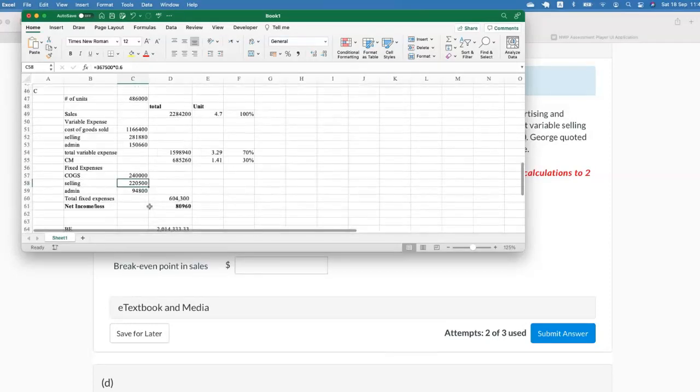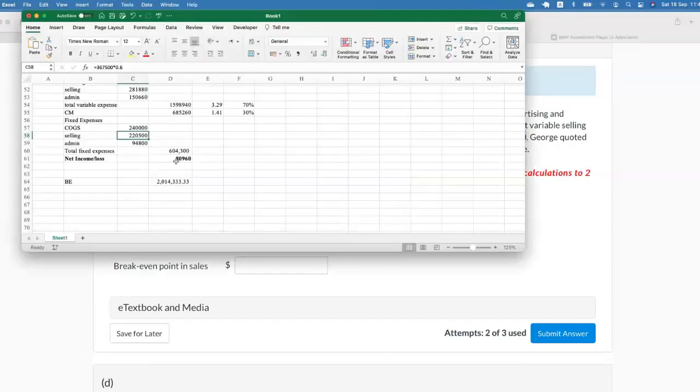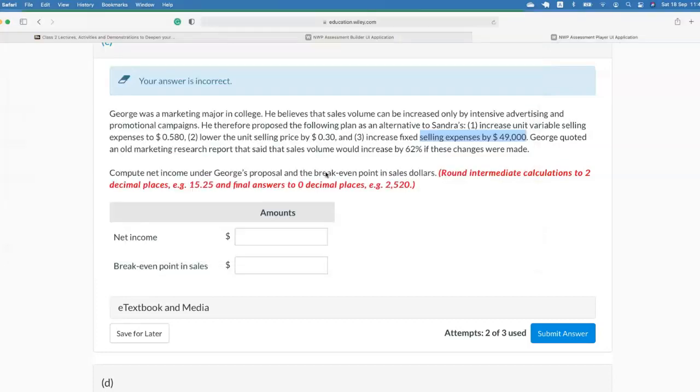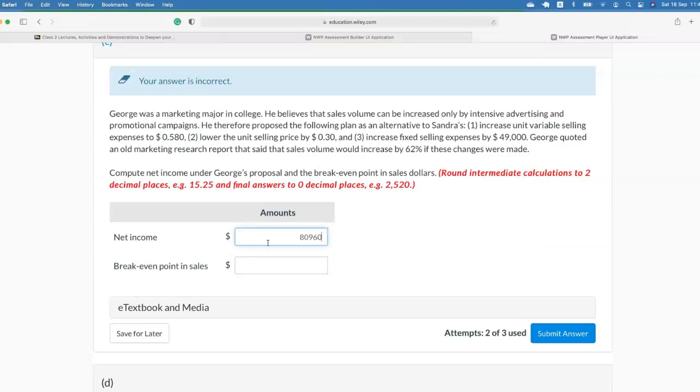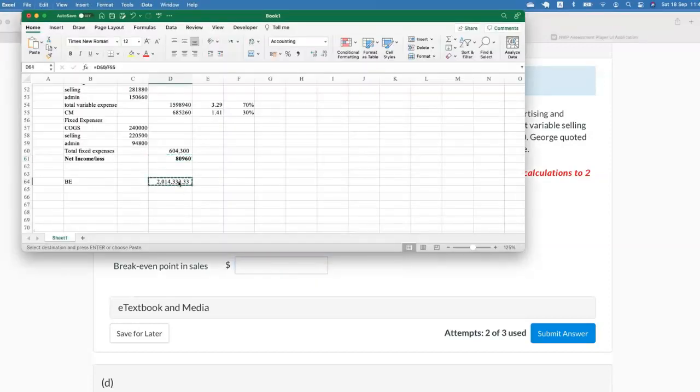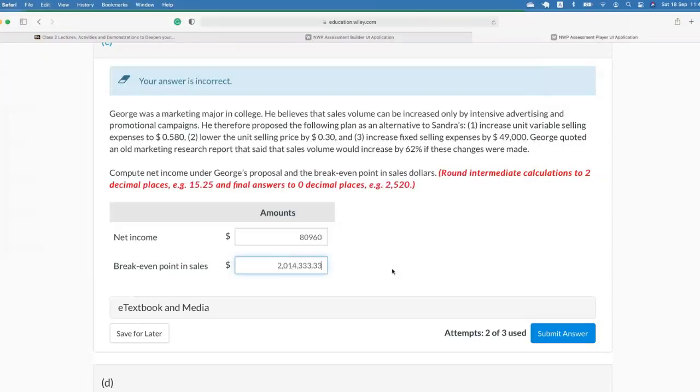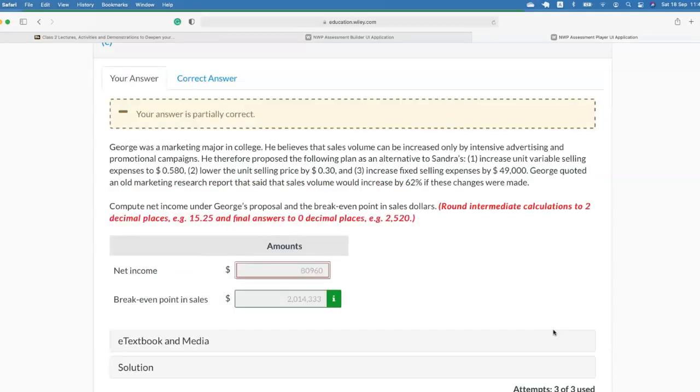Selling expense by 49,000. So what I did here, I added 149,000. Okay, it should work. Let me check. Now hopefully it will work. Okay. Zero. You got one of them, right?